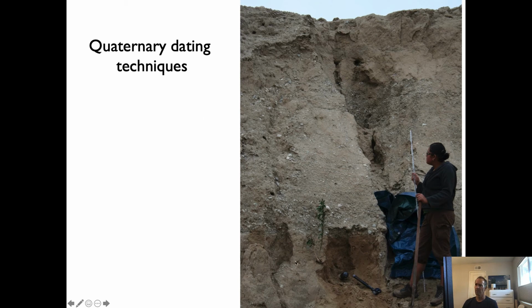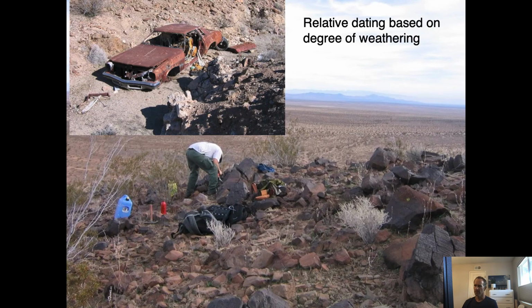Here's a very young deposit, and this is a fluvial terrace. If we wanted to know how old this was, there's a couple different methods that we can use to date that. But first, I'm going to talk about relative dating. Without getting an actual number, the degree of weathering on a deposit can tell us something about the relative age of different deposits or rocks. So here we're looking at an example.